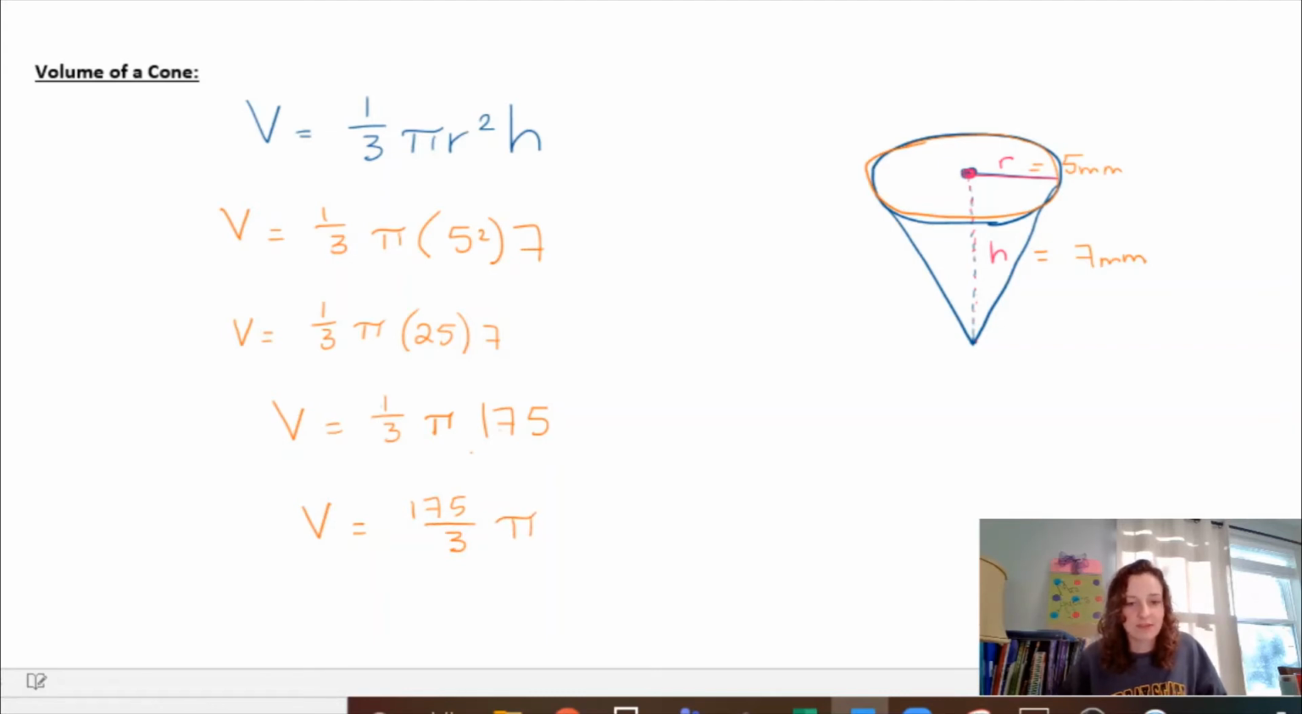So you could type that into your calculator like this, 175 divided by 3, and then multiply it by pi, which we could use 3.14. Then you should come up with a final answer here of the volume to be 183.2 millimeters cubed.